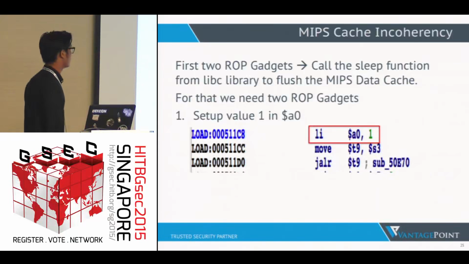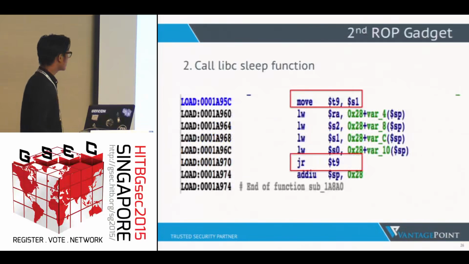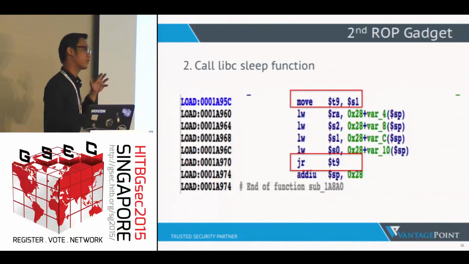So the first one is to set up a value of 1 in A0, which means telling the program to sleep for about 1 millisecond or something like that. You don't want the program to sleep forever, right? You want to go back and run your shellcode, so you need to set it to sleep. The second ROP gadget is, of course, to call the sleep function. Once you call the sleep function, the instruction cache flushes. And next, we can jump back to the stack and execute our shellcode.